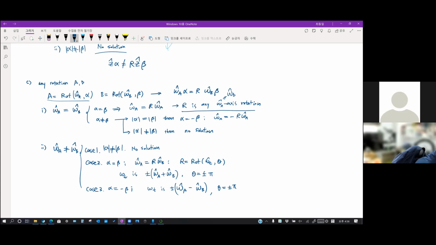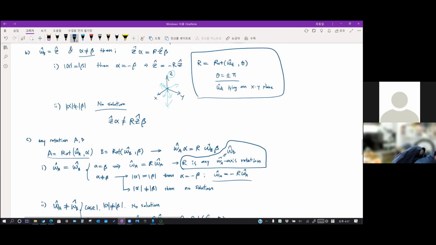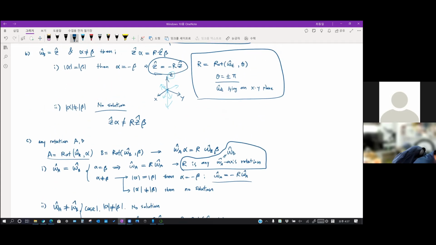We can write down this way. And if omega and beta, alpha and beta are not the same, in the case when the size of alpha and beta is equal, then it should be alpha equals minus beta. Then the solution is like this. This solution is almost the same as this one.